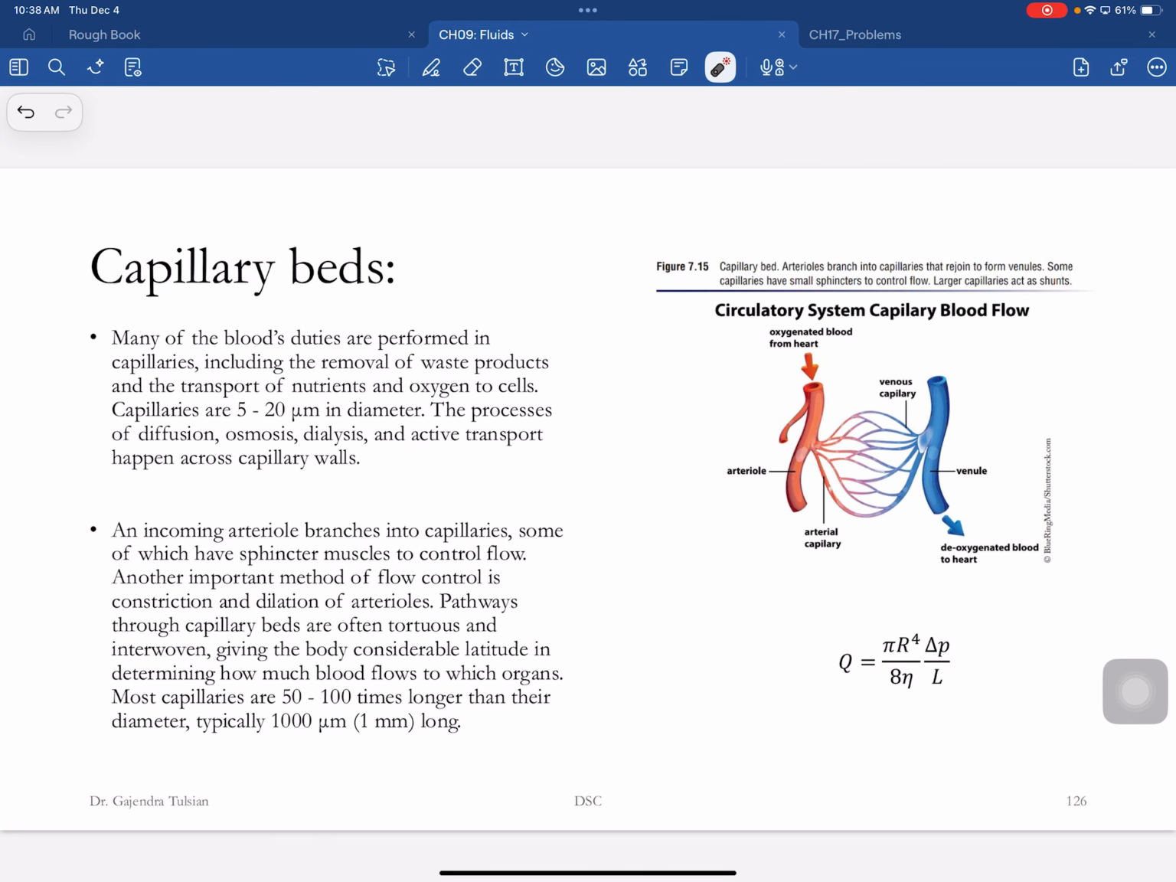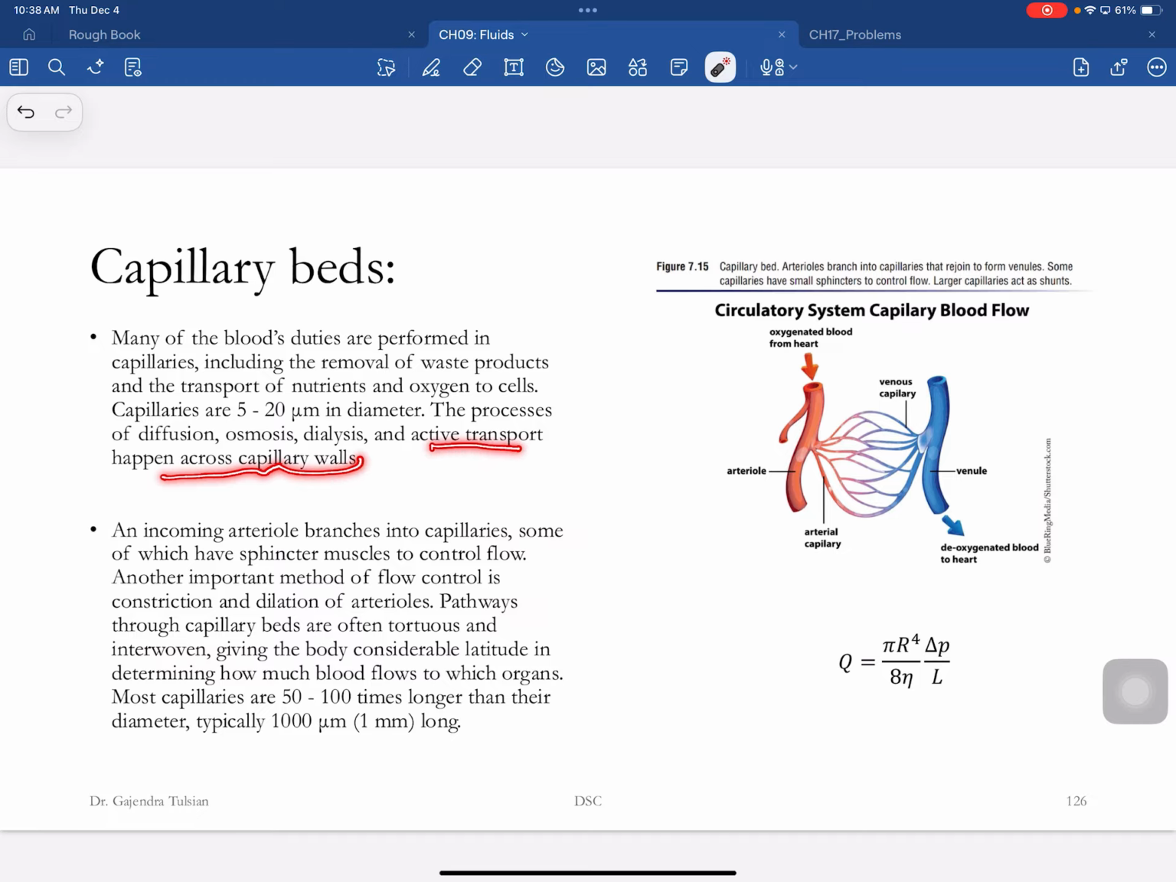Many of the blood's duties are performed in the capillaries, including removal of waste products. Capillaries are 5 to 20 micrometers in diameter. The micrometer is roughly the size of a cell, okay? So diffusion, osmosis, dialysis, and active transport happen across capillary walls.